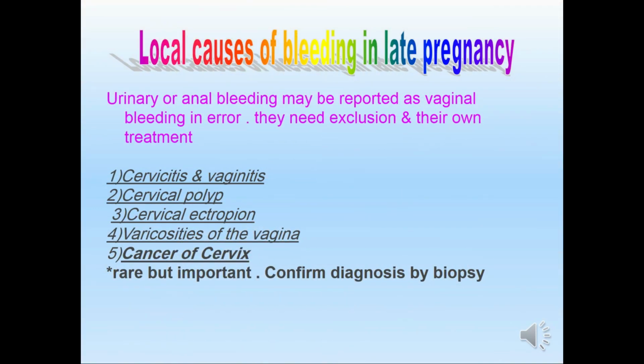Other local causes of bleeding in late pregnancy. Urinary or anal bleeding may be reported as vaginal bleeding in error. They need exclusion and their own treatment. Other causes are cervicitis, vaginitis, cervical polyp, cervical ectropion, varicosity of the vagina, and cancer of the cervix, rare but important, with diagnosis confirmed by biopsy.